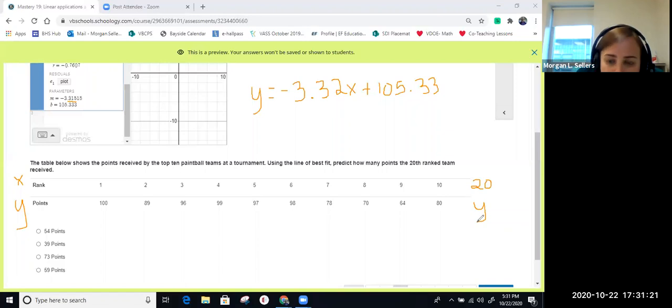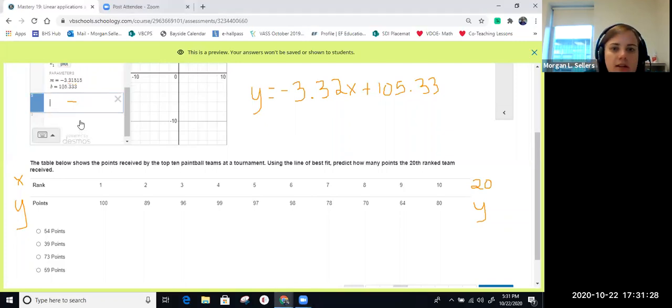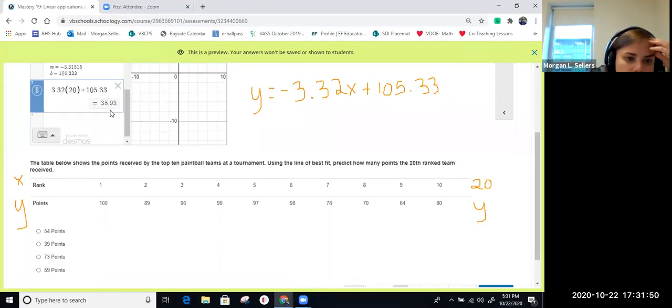So using our equation, all we have to do is plug in what we have. So we plug in 20 for X. And again, I can just use my calculator. I'm just going to do negative 3.32. Whenever you substitute in, make sure you use parentheses, 20. And then plus 105.33. Okay, so here we have 38.93, 39 points.